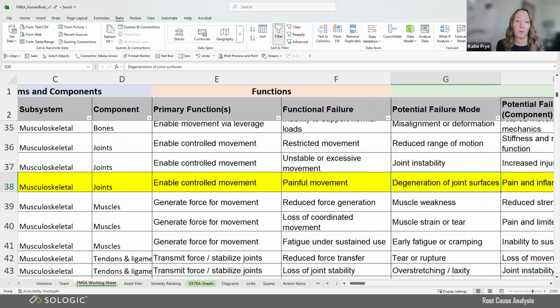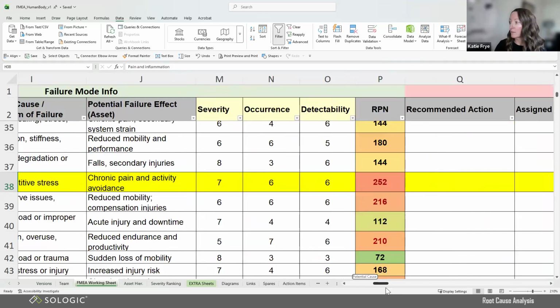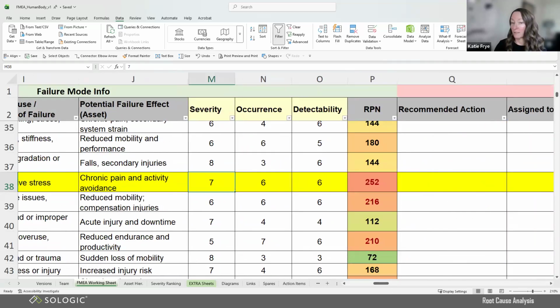The failure mode is degeneration of joint surfaces over time. This is not a sudden break, but a slow wear and tear. And the effects of this might be stiffness, pain, reduced mobility, and eventually loss of function. But this happens gradually, often over years. So when we score this one, it is a little bit higher risk.